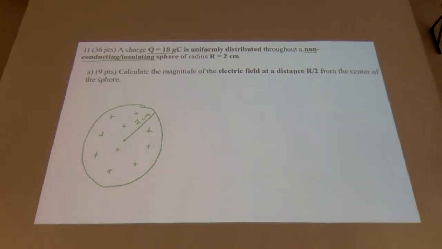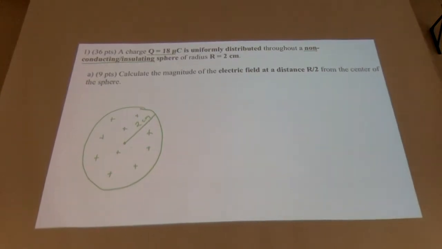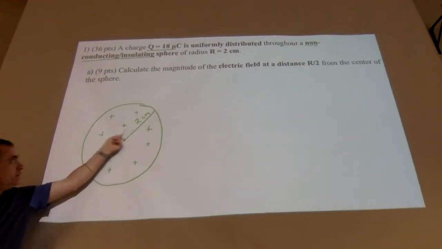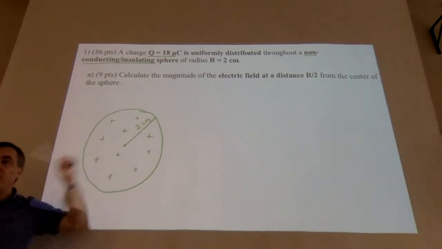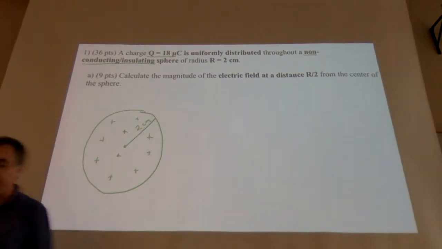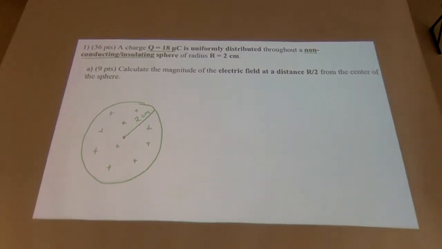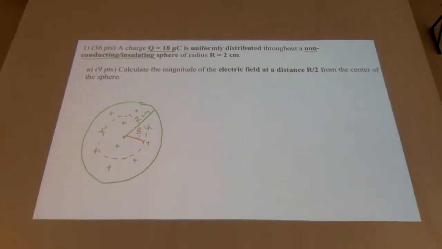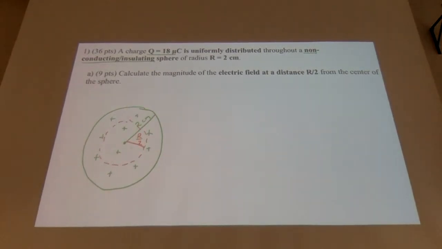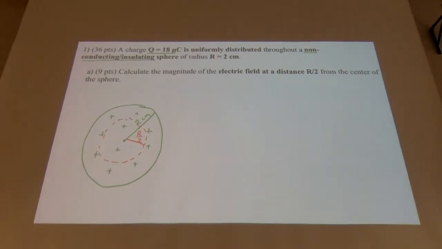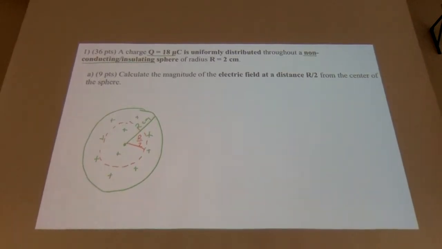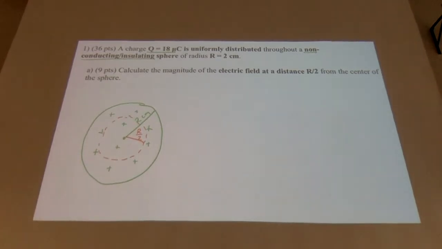Part A asks us to find the electric field at a distance r over 2. So halfway out, at 1 centimeter, I want to find the value of the electric field 1 centimeter from the middle in any direction. So that's where we're going to draw a Gaussian surface. This has radius r over 2. The trick is going to be figuring out how much of that charge is enclosed inside the Gaussian surface. All I know is charge density, or maybe I can calculate a charge density.